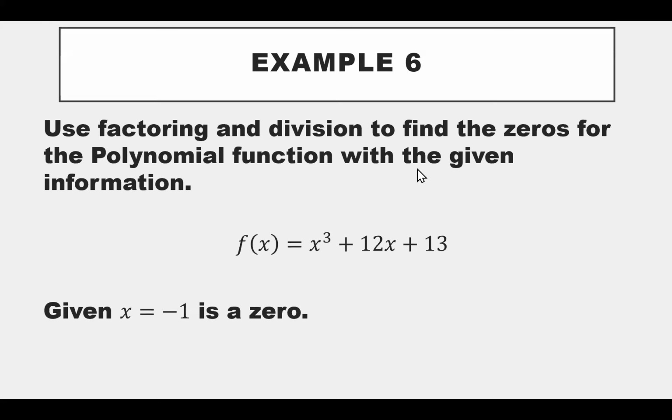Let's do one more example that's similar. We're given a piece of information. The piece of information we're given is that x is equal to -1 is a 0. You can check that out by plugging in -1 into the function itself. -1 to the third plus 12 times -1 plus 13. That'll give you a 0.